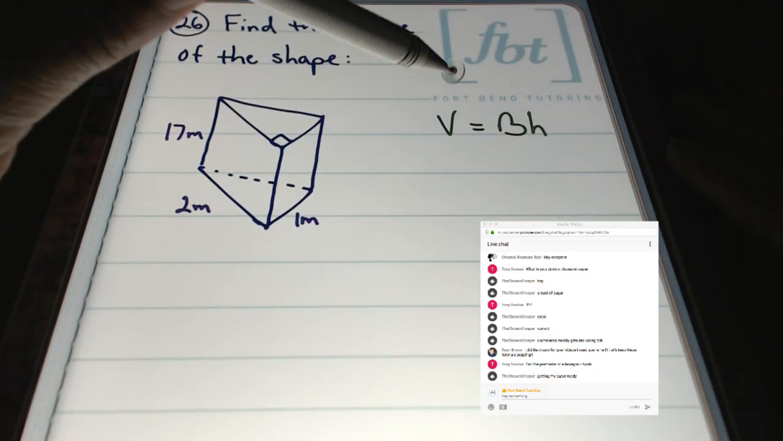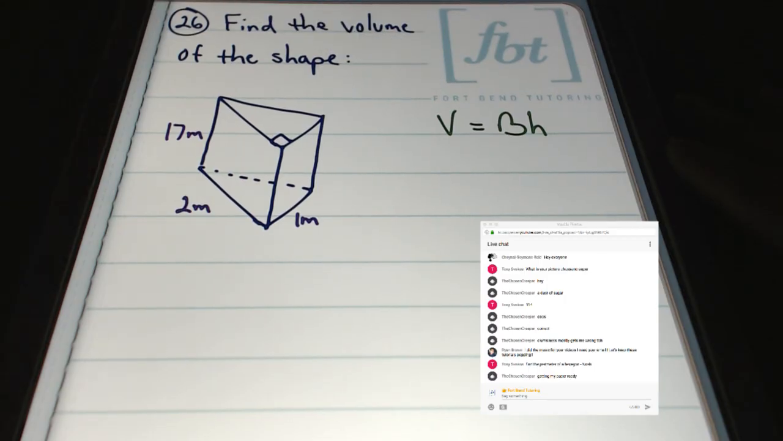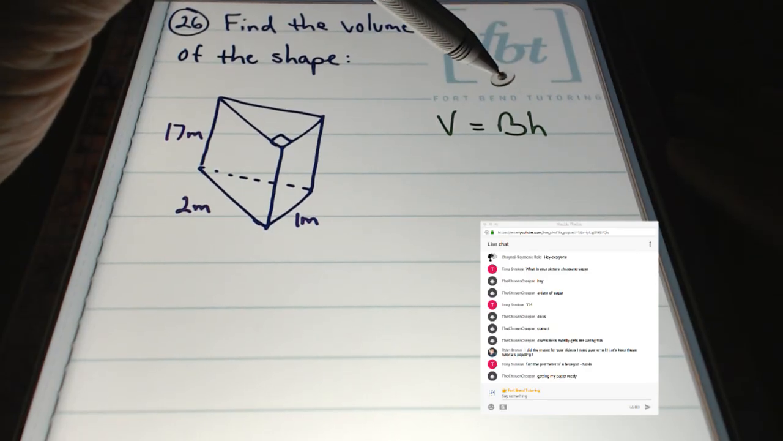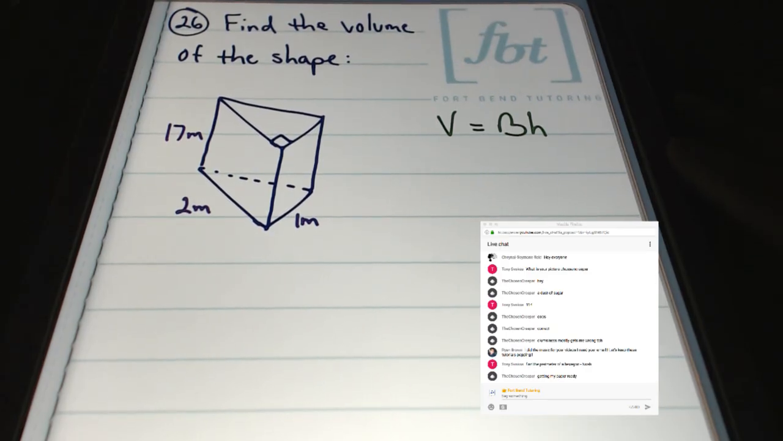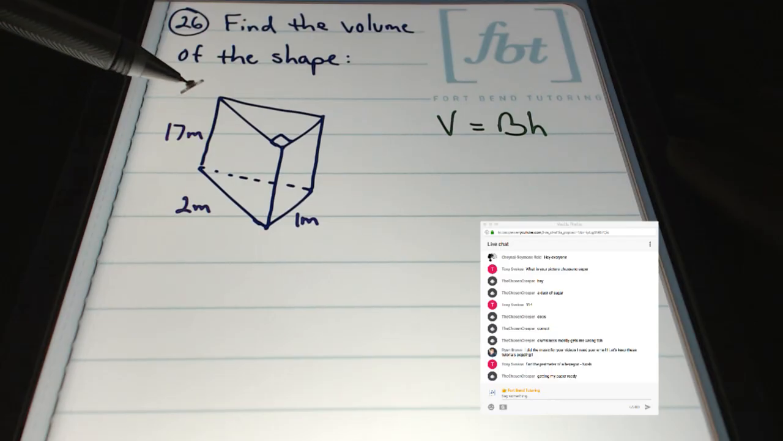Now, notice over here, I already have my cheat sheet ready to go, guys, because in order to find the volume, it's going to be equivalent to the area of the base, this big B here, times the height of the prism. That's exactly what's going on here. So that's what we're going to find out first.